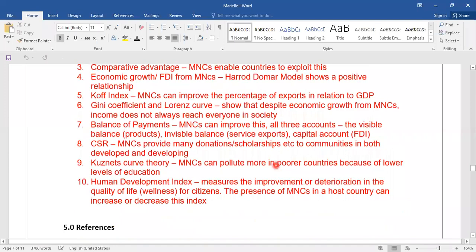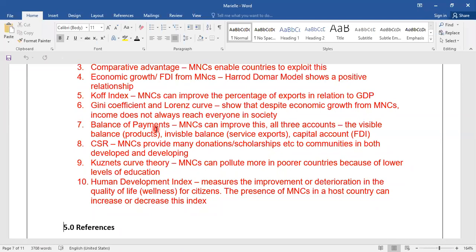MNCs increase production, and when they sell commodities, the visible aspects of the balance of payments will increase. And that is another opportunity for you to discuss a theory. Also, MNCs through their FDI increase the capital account of the balance of payments, which makes the country more attractive as a destination for other MNCs.